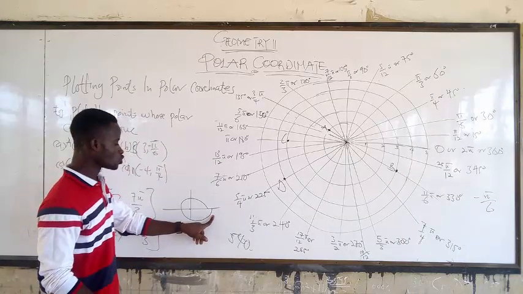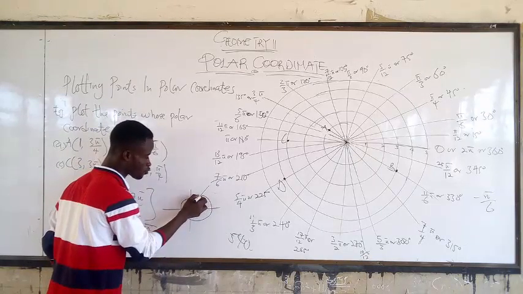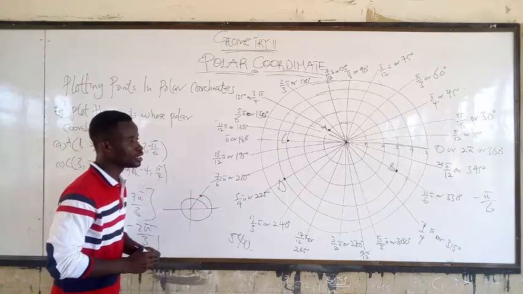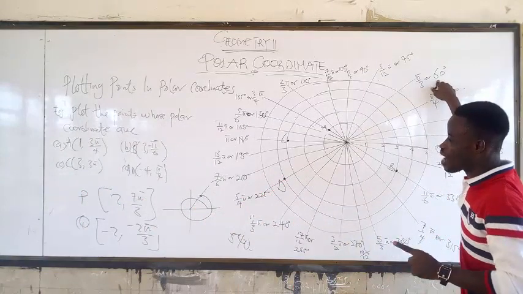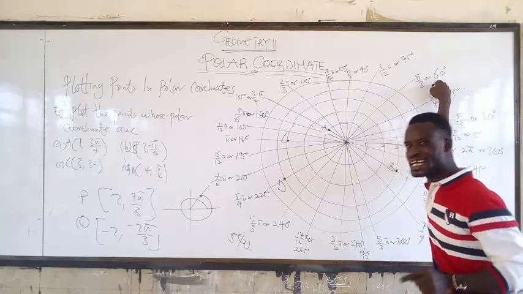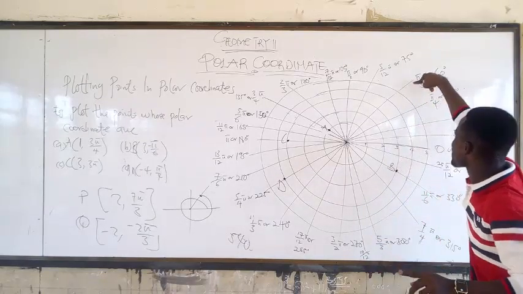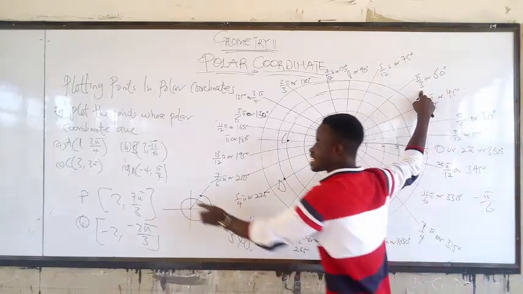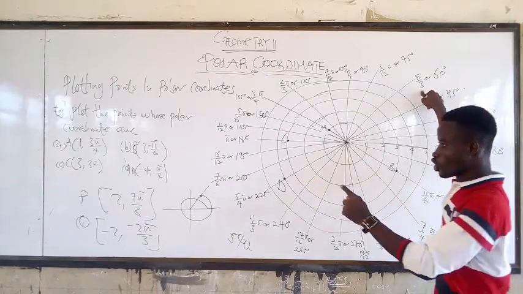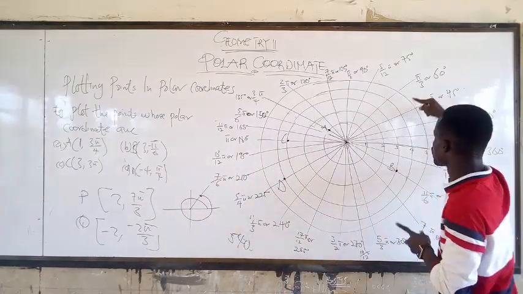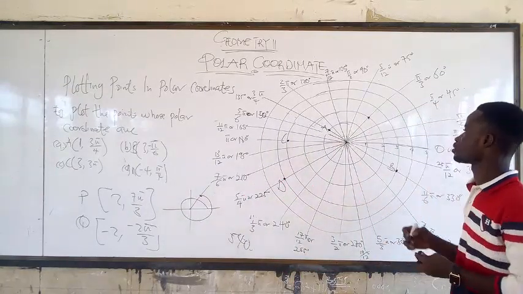I hope you are getting me. So we have to move 60. So let's say here is 60 degrees. So you move up to here. So for you to be at 60 degrees will be the same as 420 degrees. And the 60 is the same as pi over 3. That means 7 pi on 3 is the same as pi on 3. So you just check. Your R is 2. So you just count 1, 2. So it means the point is just right here. I hope it's clear.